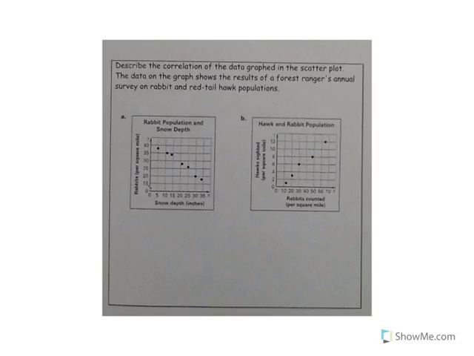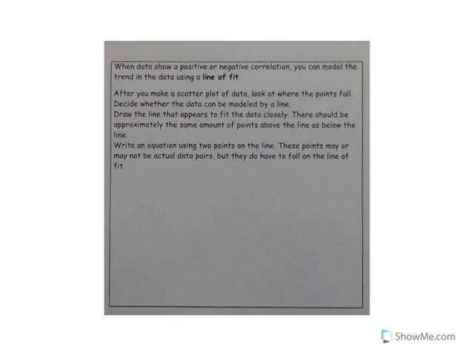We've got a rabbit population and snow depth. So if you were to describe these, forest rangers saw this stuff in rabbits per square mile and rabbit population due to snow depth. Well, the more snow there is, the fewer rabbits you can see. So it's a negative correlation. And here, hawks sighted versus rabbits counted per square mile. Well, if there are more hawks, there are more rabbits, because that's what they're looking for as food.